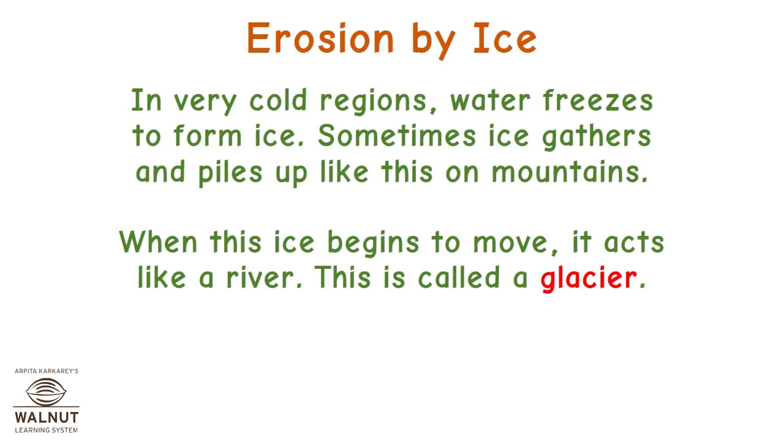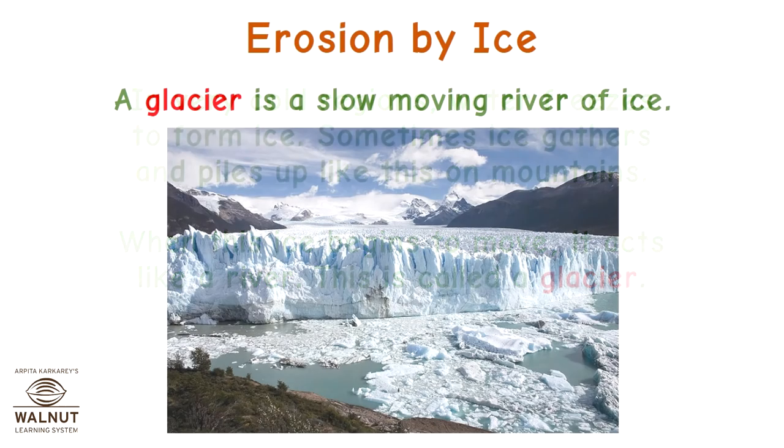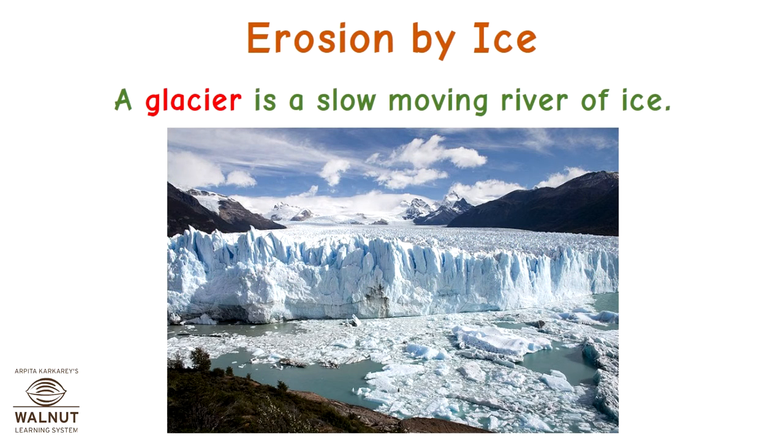Erosion by ice. In very cold regions, water freezes to form ice. Sometimes ice gathers and piles up like this on mountains. When this ice begins to move, it acts like a river. This is called a glacier. A glacier is a slow-moving river of ice.